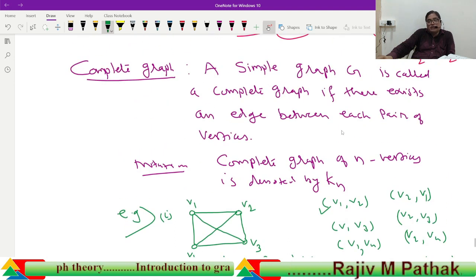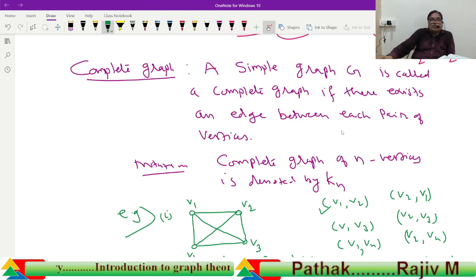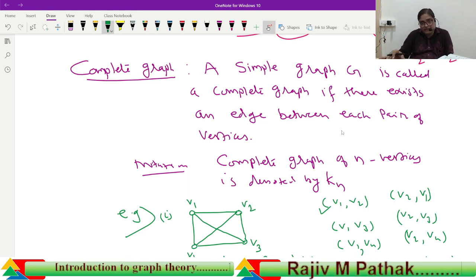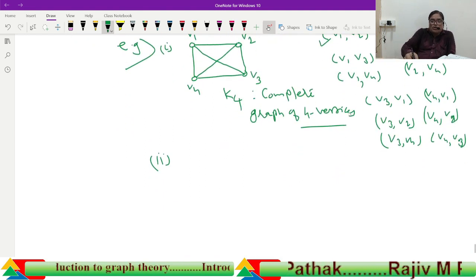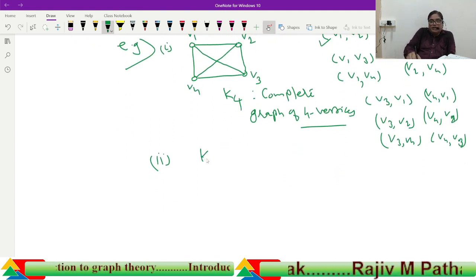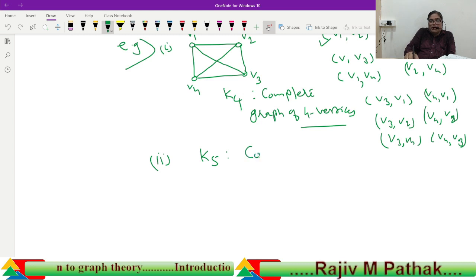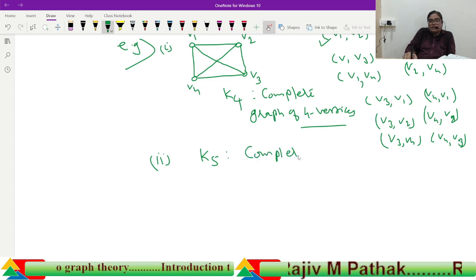ओके, एंड कंप्लीट ग्राफ इज व्हाट? अ सिंपल ग्राफ. So what is complete graph? A simple graph G is called complete graph if there exists an edge between each pair of vertices. Okay, so let us draw K5. K5 का मतलब क्या हुआ? Complete graph of 5 vertices.